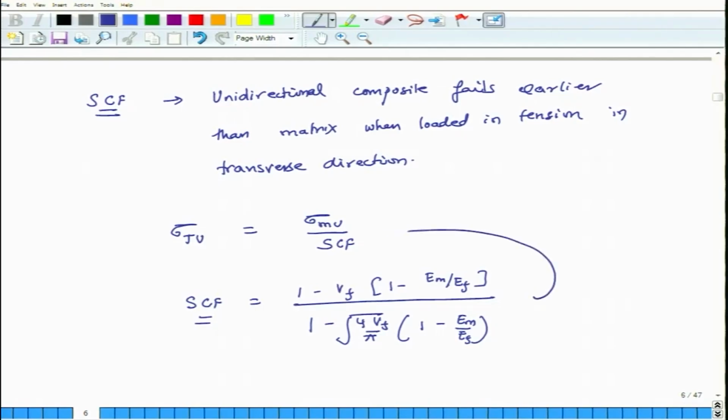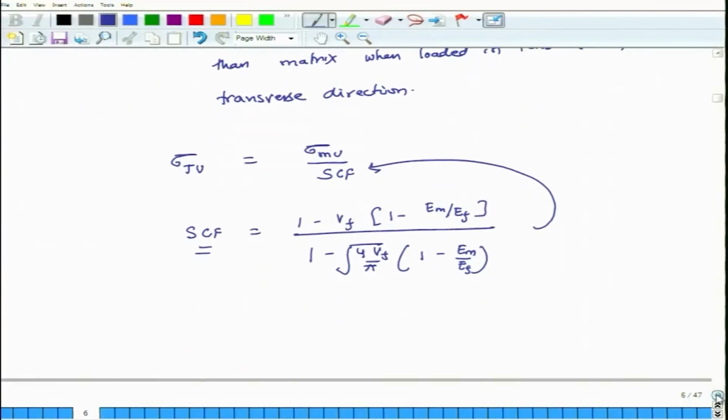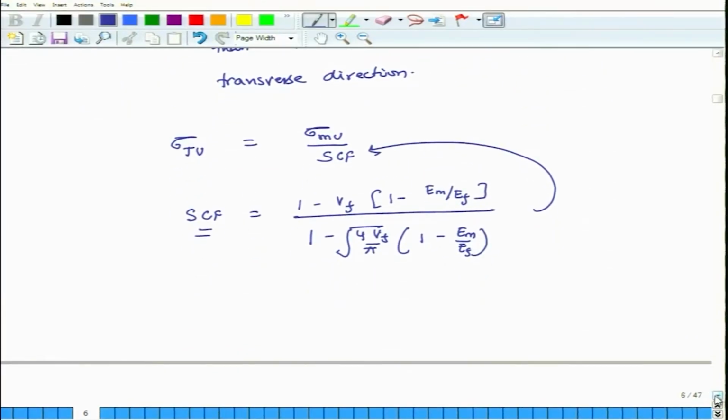This particular relation, you plug in this relation for transverse strength and you will be able to find the transverse strength in tensile direction for a unidirectional laminate. So, this is one way to compute the strength in tensile direction.